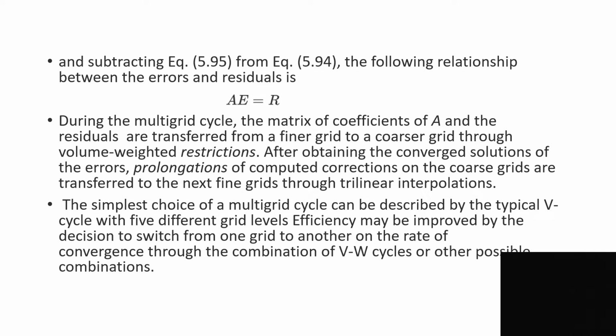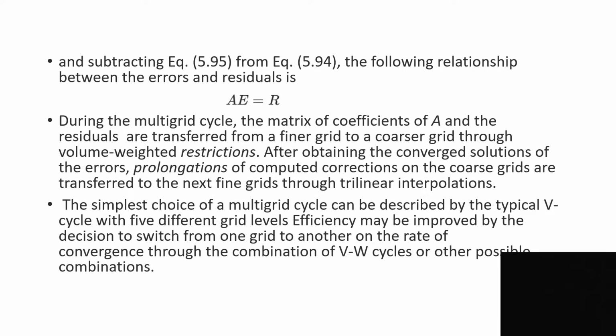During the multigrid cycle, the matrix coefficients A and the residual are transferred from a finer grid to a coarser grid through volume weighted restriction. After obtaining the converged solution of the error, the prolongation of the computed corrections on the coarse grid is transferred to the next finer grid through trilinear interpolation.